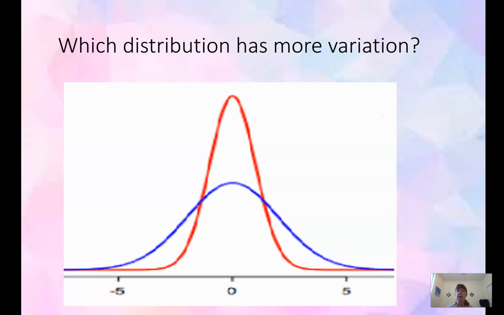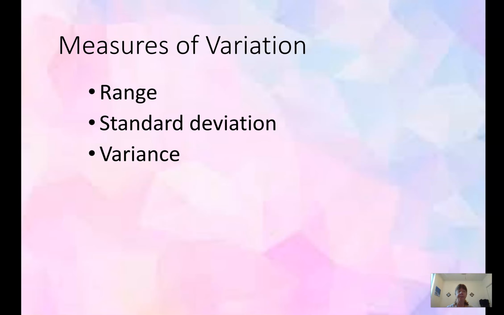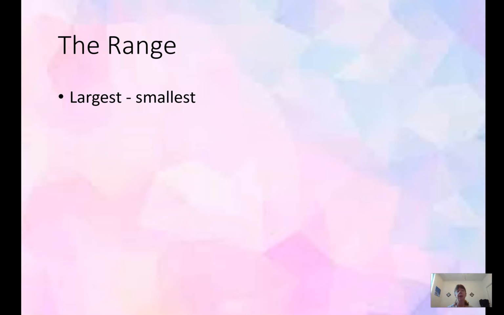So there's a couple different numbers we can use to show variation: the range, the standard deviation, and the variance. And the variance is actually the same thing as the standard deviation. It's just the standard deviation squared. But I just wanted to let you know about that in case you come across it. The easiest one is the range, so I'll talk about that first. The range is simply the largest score minus the smallest score.